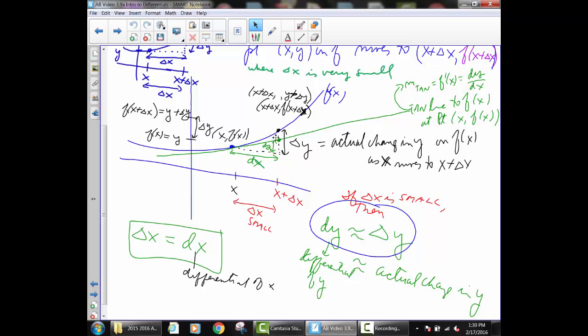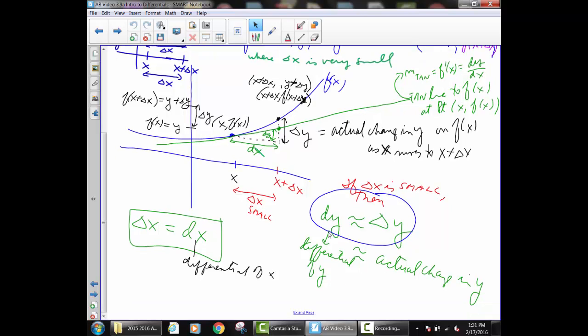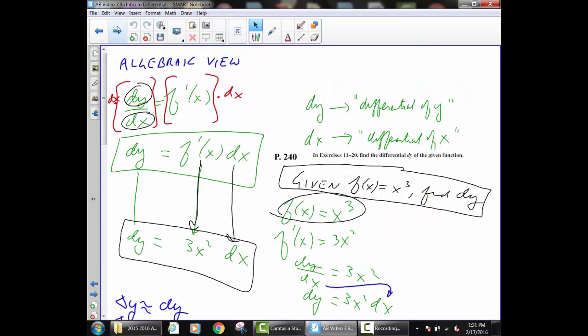And you can see that the smaller and smaller delta x is, the closer and closer these 2 points are to the blue point. And you can see the height of the black point would be very close to the height of the green point. So what happens is your height dy and your height delta y, as you move closer and closer to the point of tangency, the heights are very, very close together. So the dy by itself, just dy, is called the differential of y. Delta y, of course, is the actual change in y.